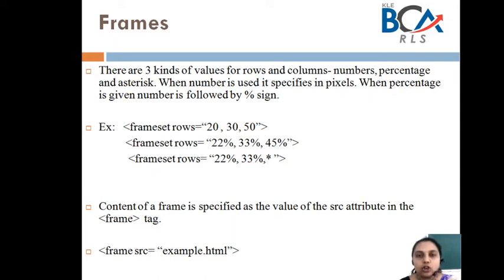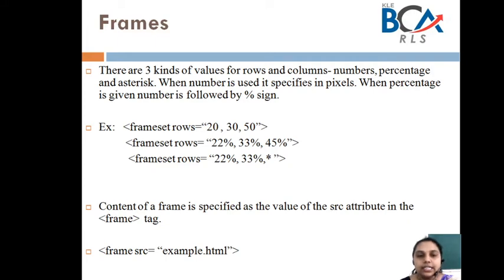So, this rows and columns can have three kinds of values. The first kind of value it can contain is number, followed by percentage, and then asterisk. These are the three values which your rows and columns attribute can have. You can see in the example, the first one is only numbers. Frame set rows is equal to 20, 30, 50. It is going to depict only numbers. So this is one kind of value. The second one, you can find there is a percentage symbol. When number is going to be used, it is going to be in terms of pixels, like how many pixels.